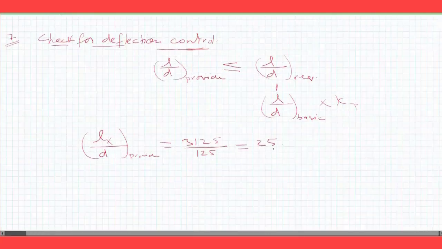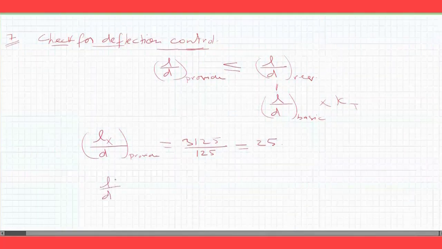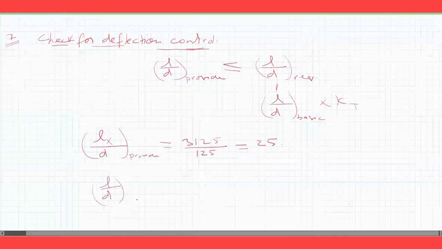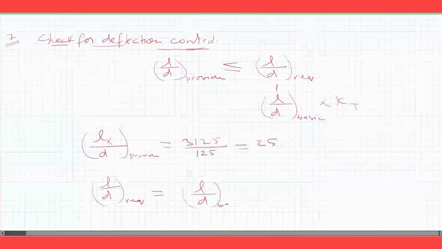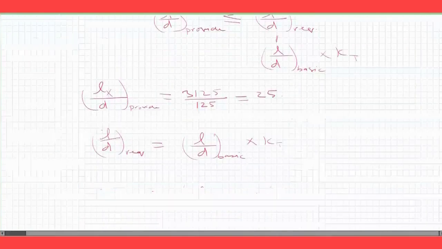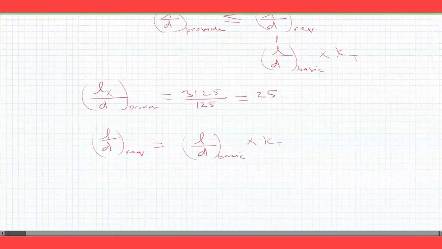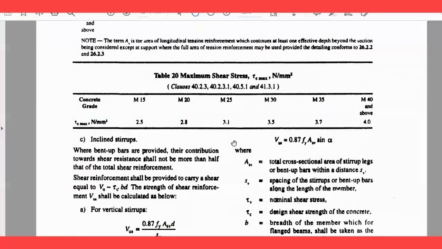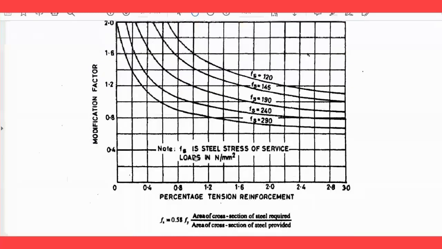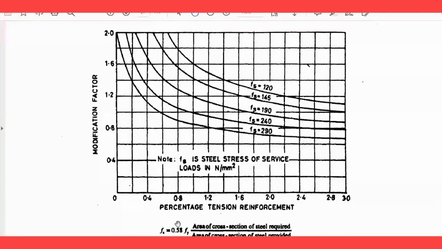Let us compute L by D required. It is L by D basic into KT. I know L by D basic is going to be 20 for a simply supported slab. Here KT is the modification factor because of tension reinforcement. To compute this, we have to refer to this figure number 4. So here it is, figure number 4.